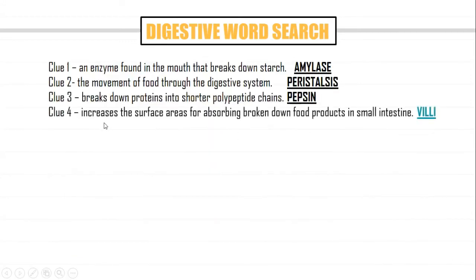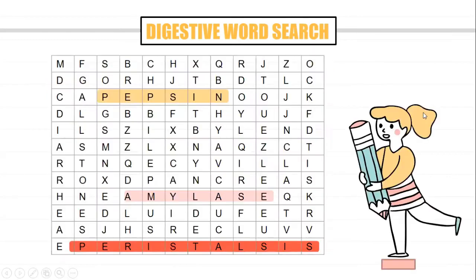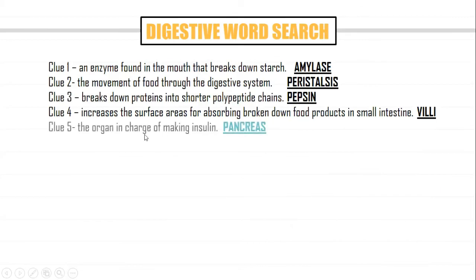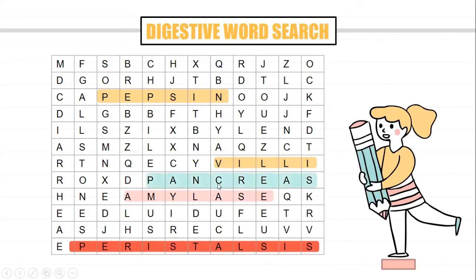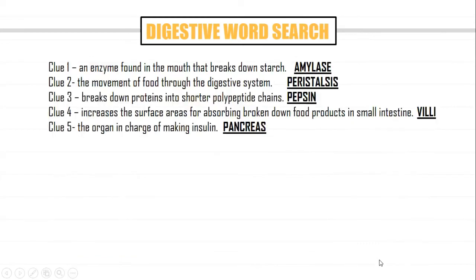Next, it increases the surface area for absorbing broken down food products in the small intestine. So the answer is the villi, and it can be found there. Next, it is the organ in charge of making insulin. The answer is the pancreas. It is the pancreas.